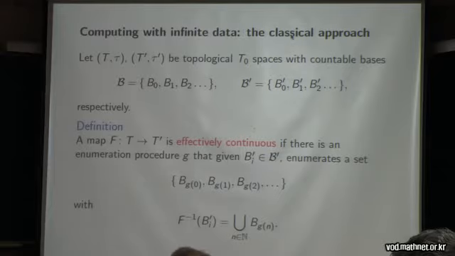Now, here we say a map is effectively continuous if there is an enumeration procedure that, given this B dash I, enumerates a set of basic open sets in the domain space such that the inverse image of B dash I is just the union over this enumerated set. So that's the way we get hold of the inverse image.